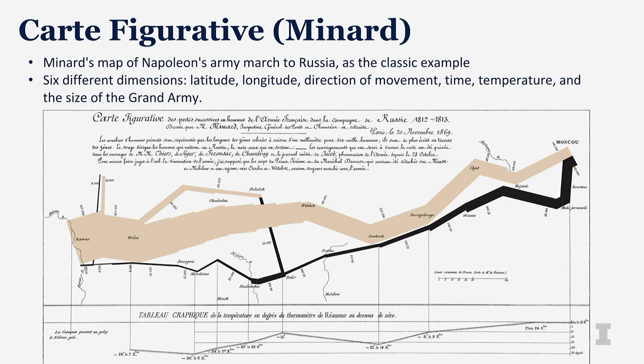Minard's achievement here is expertly illustrating a multivariate time-space story in a concise display. This graphic depicts 6 different dimensions: latitude, longitude, direction of movement, time, temperature, and the size of the troop. It is regarded as the best statistical graphic ever drawn.